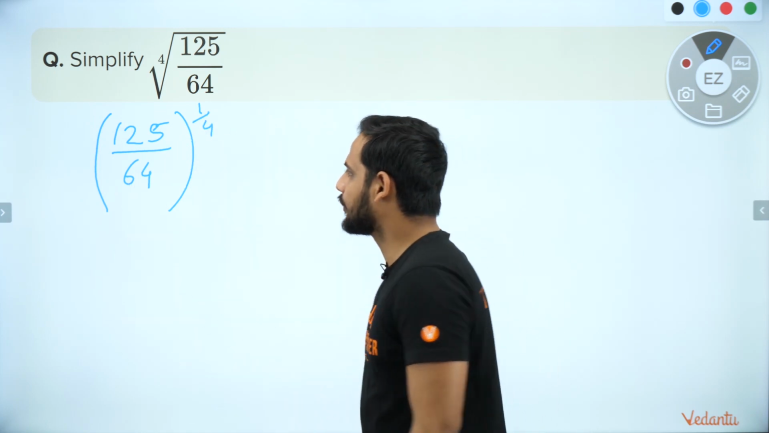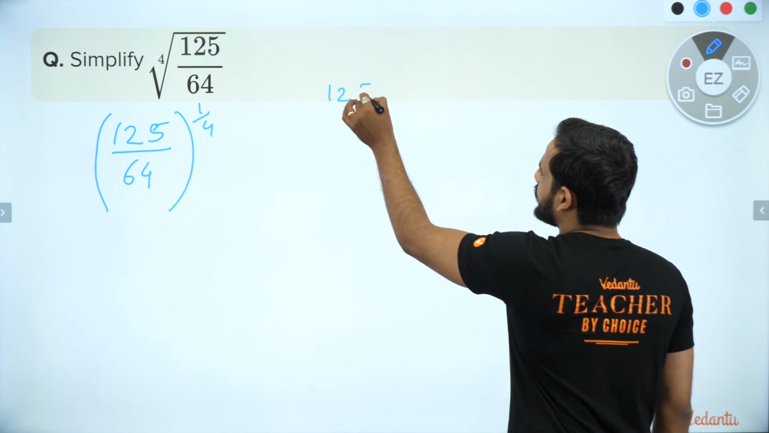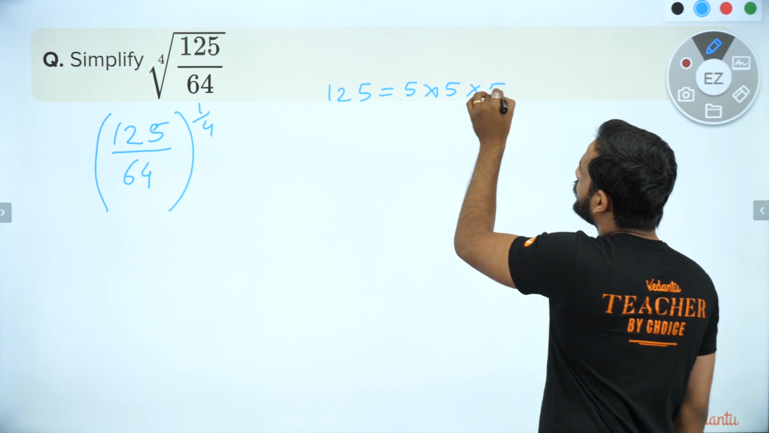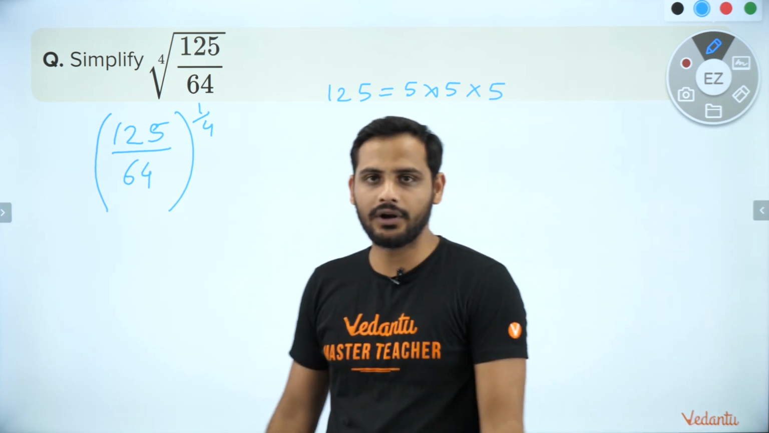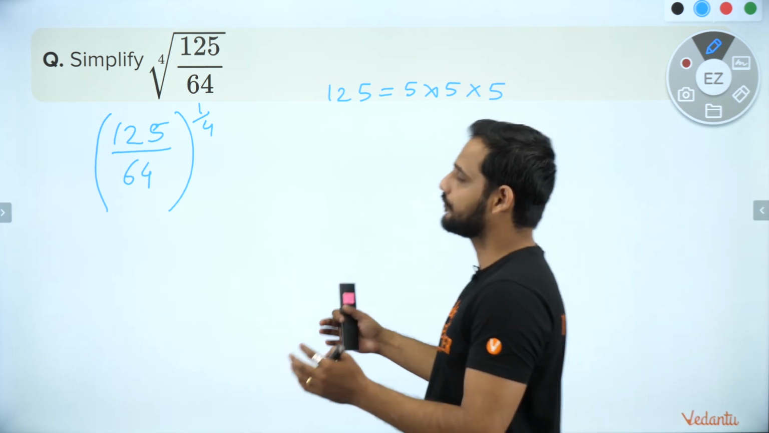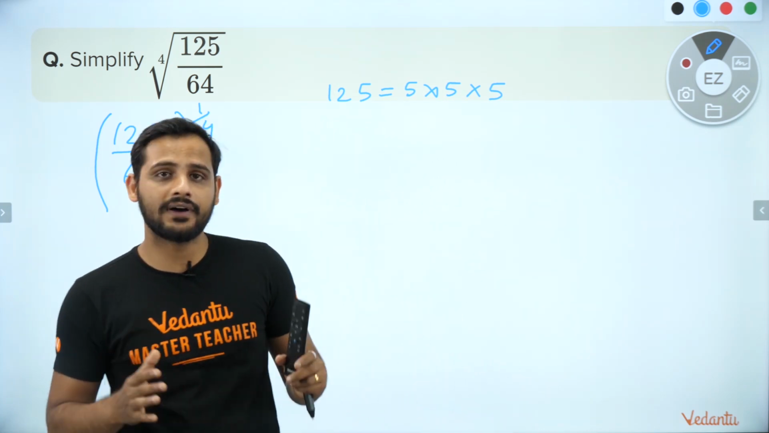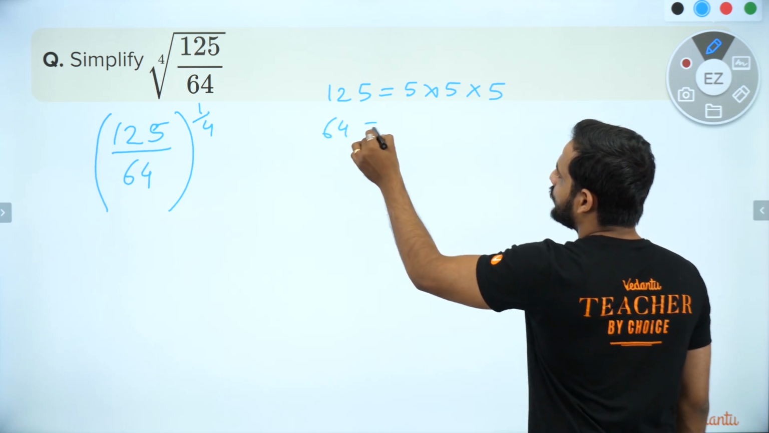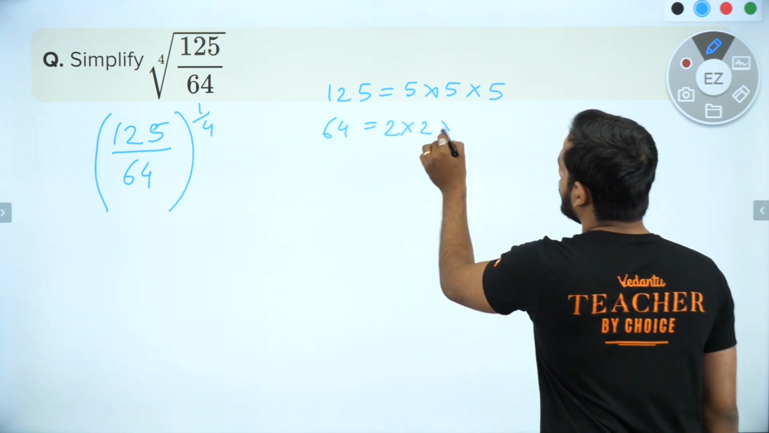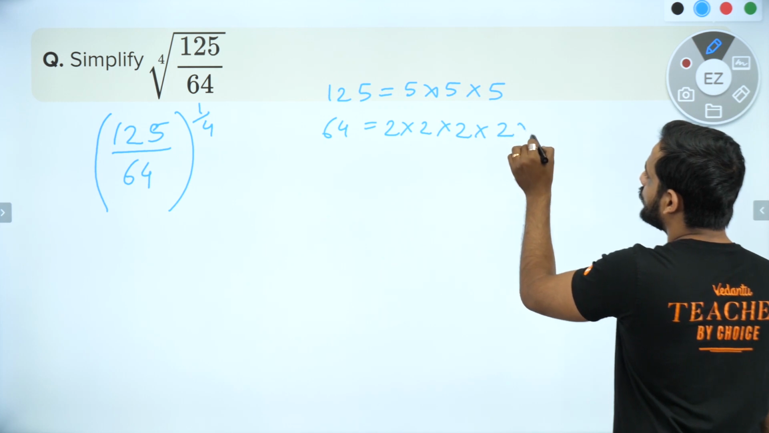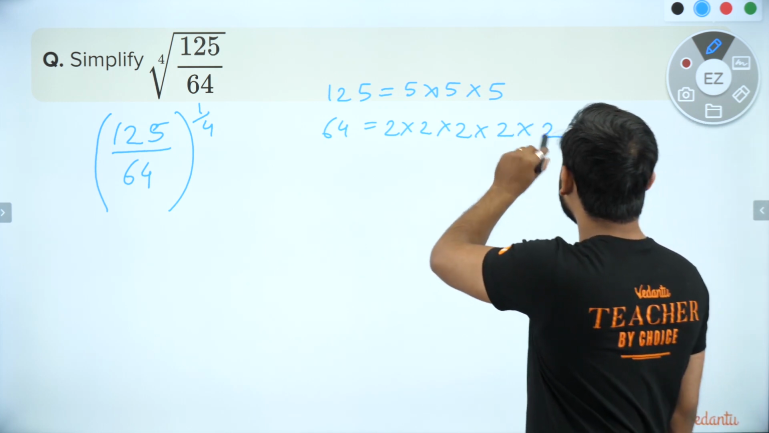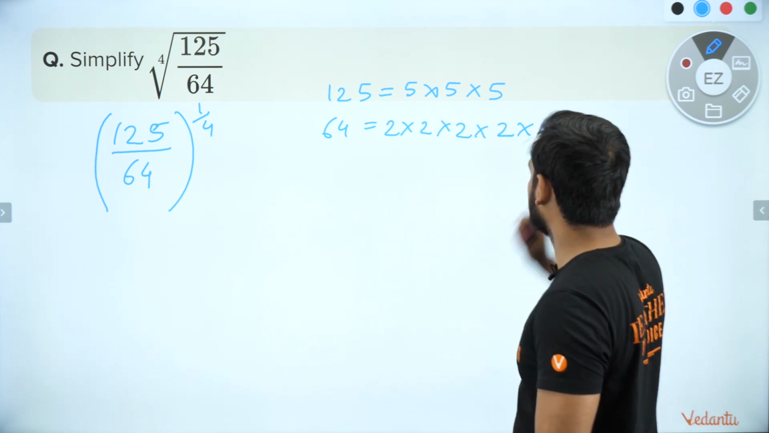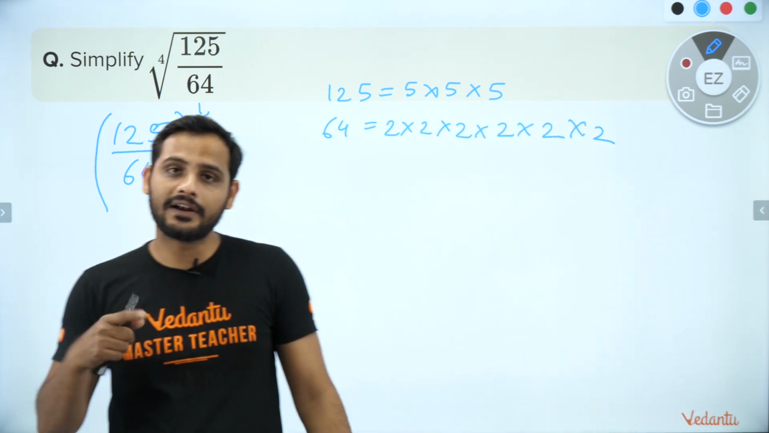Correct? Now let us see what is 125. 125, if you prime factorize, you will get it is 5 into 5 into 5. And what is 64? 64 is 2 into 2 into 2 into 2 into 2, and into 2 one more time. Correct? Yes. So this is your 64. Now let us see what we are getting.